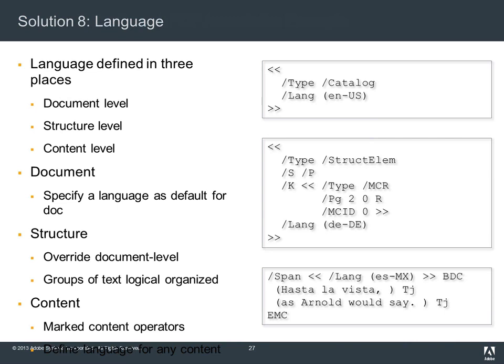There is a mistake in this slide, and I apologize for that. The example on the right actually closes its span too late. It identifies all that content as Spanish. That's a typo on my part. The EMC should be one line higher, and that would identify basically "Hasta la vista" as Spanish, but as Arnold would say, it would have been in English. And I'll correct that before it gets sent out.